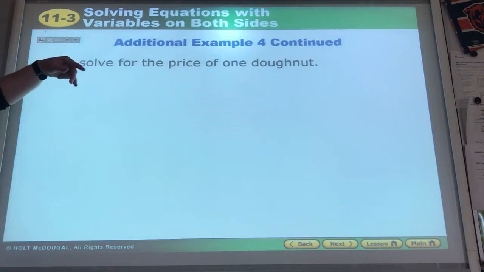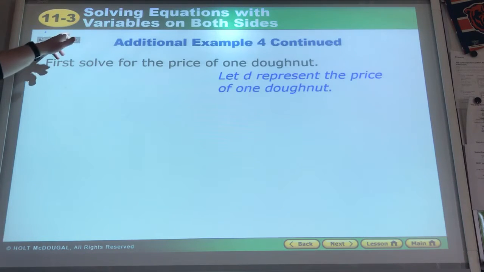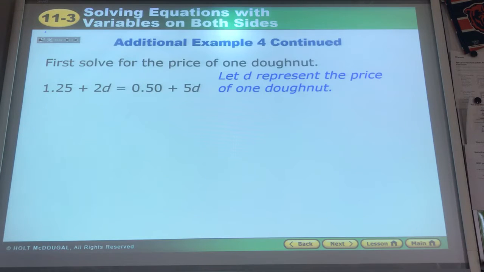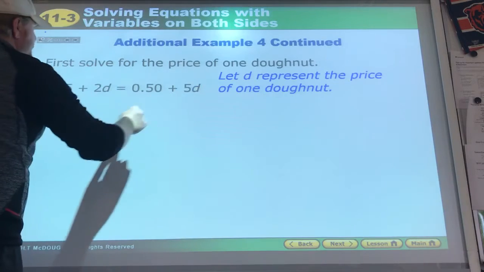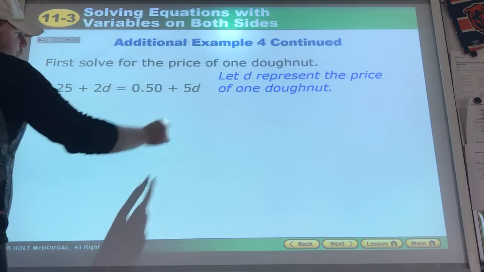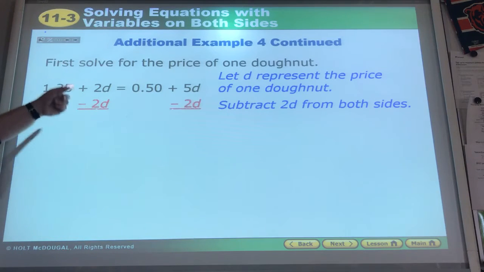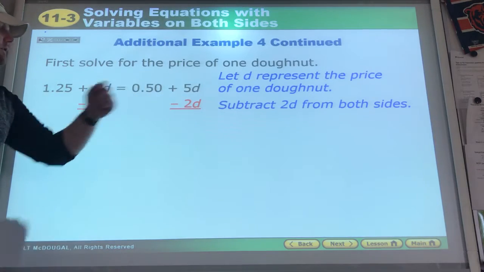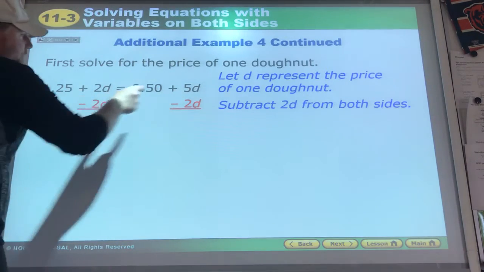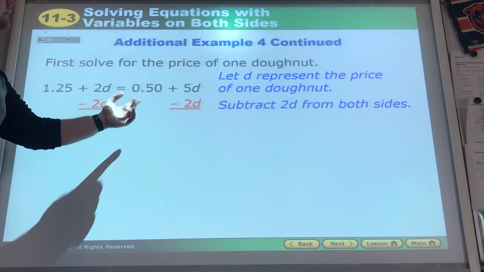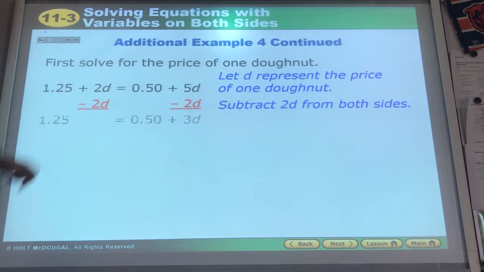First, solve for the price of 1 donut. Hey, it's like I knew this. There's our equation. First thing we want to do is combine the variable terms. Do you think they're going to subtract the 2 or the 5? They like to keep things positive. So they'll use inverse operations. Subtract the 2d, subtract the 2d from them. Notice they go with each of these because those are like terms. You can't take 2d away from 0.5. They're not like terms. Okay?